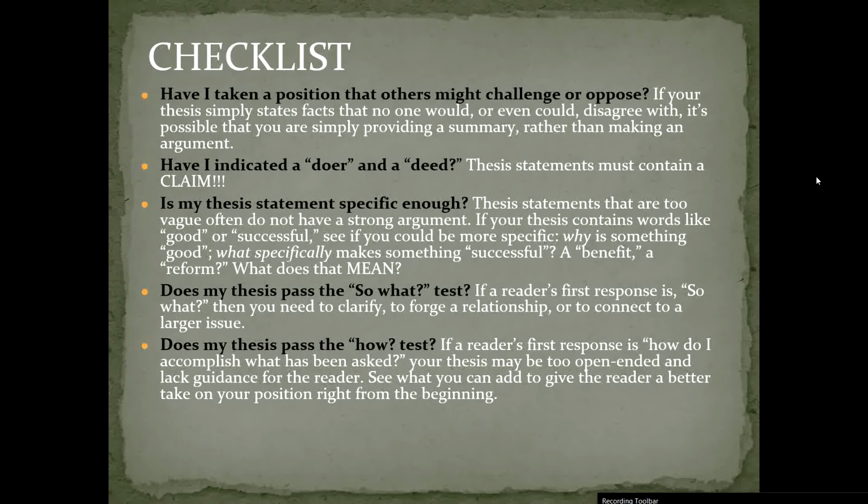Does my thesis pass the so what test? If a reader's response is so what, then you need to clarify, to forge a relationship, or to connect to a larger issue. Does my thesis pass the how test?